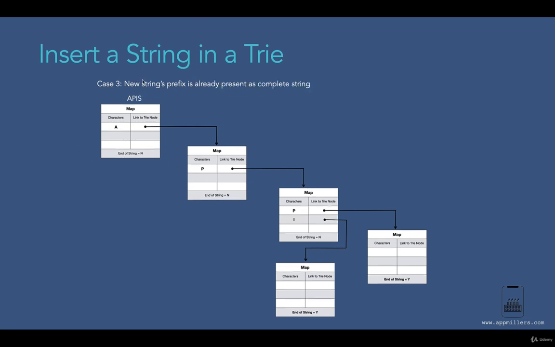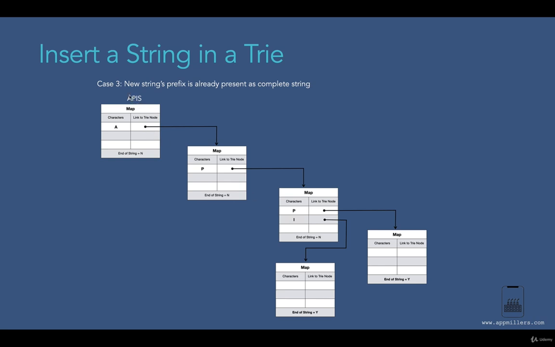Now the next case is when the new string's prefix is already present as a complete string. If you look at this string, we see that it is APIS. This means that the prefix of APIS, which is API, is a complete string here. If you look at this trie node, we can see that API is a complete string, so we have inserted API. In this case, we want to insert APIS.